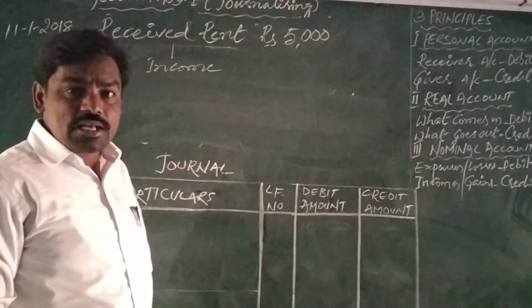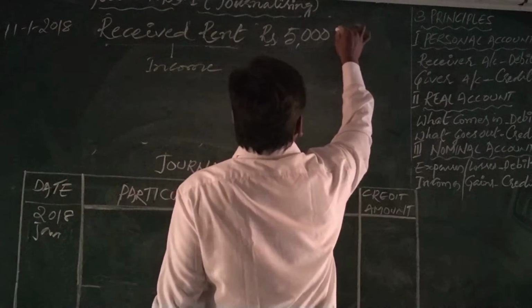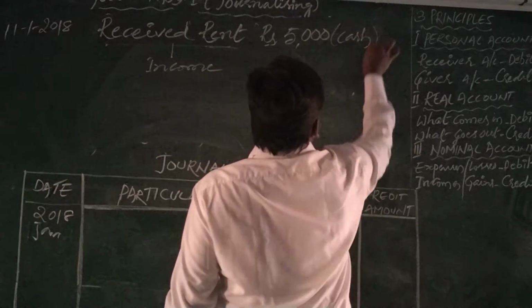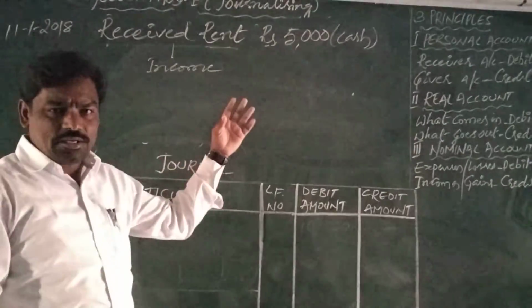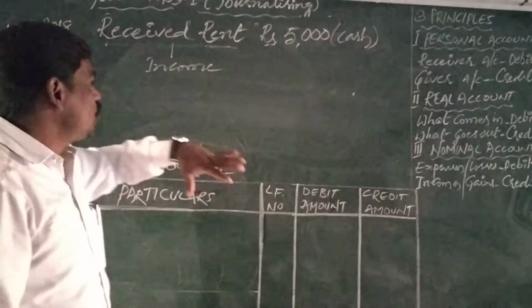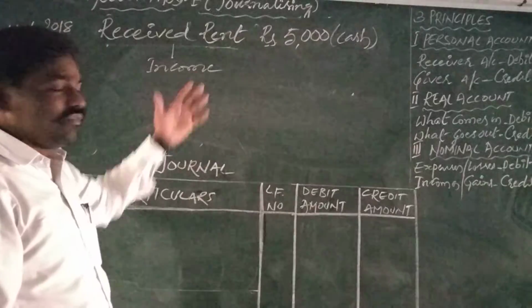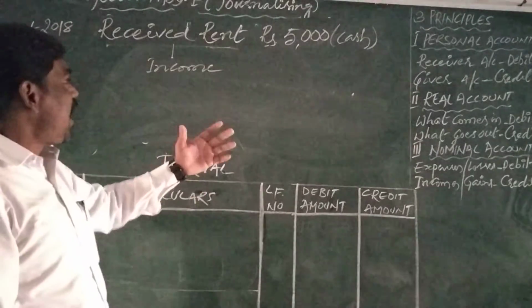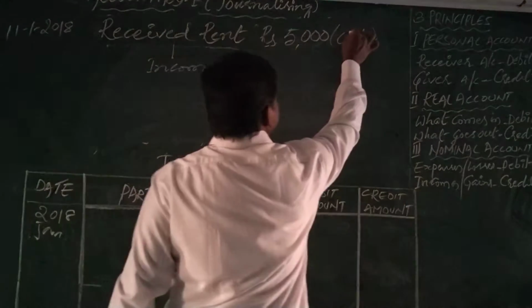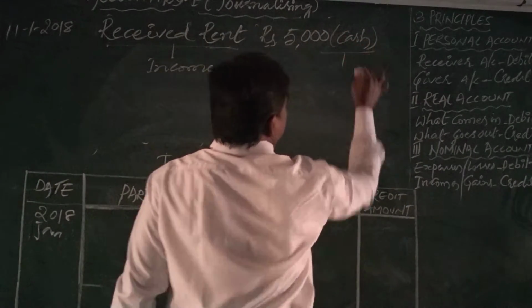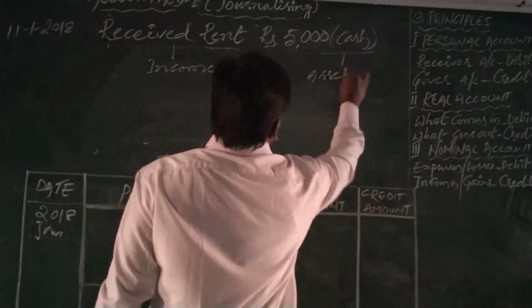So when there is no other aspect, you can add cash at the end of this transaction. You can use or add the word cash, because we are receiving rent in the form of cash. Of course, in the transaction the word cash is not given, but we have to assume it as rent received in the form of cash. So here cash is the other aspect. Okay, so here cash is an asset.